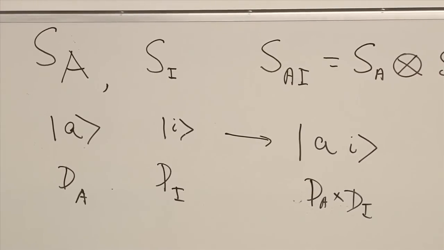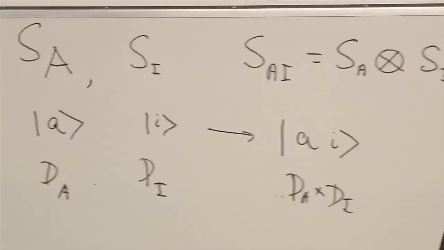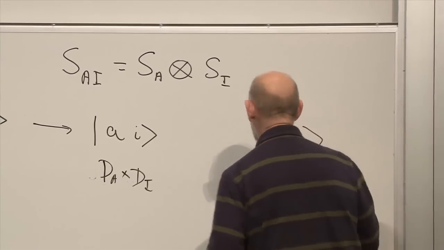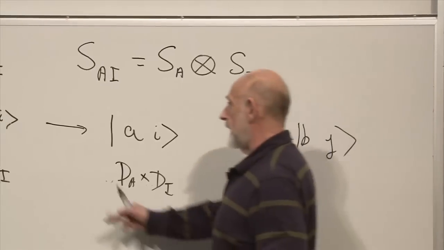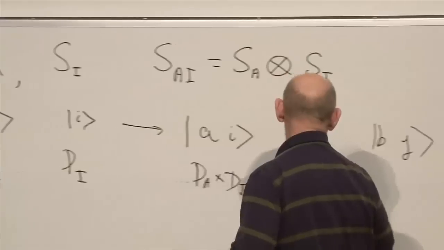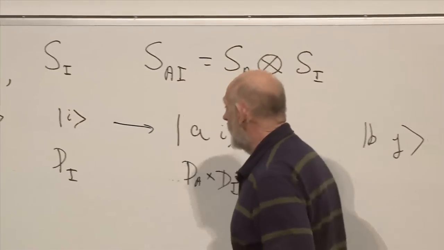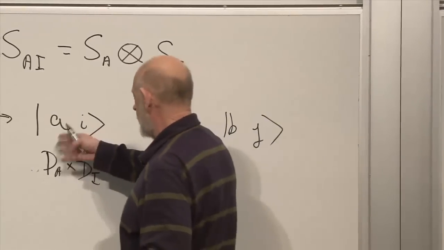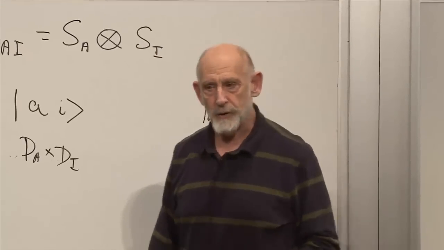Now, you think of them as an orthonormal basis. Orthonormal in the following sense. If you take two such vectors, AI and let's say BJ, where B is another one of the basis vectors of A, and J is another one of these. Let's take these to be normalized vectors. What is the inner product between them?